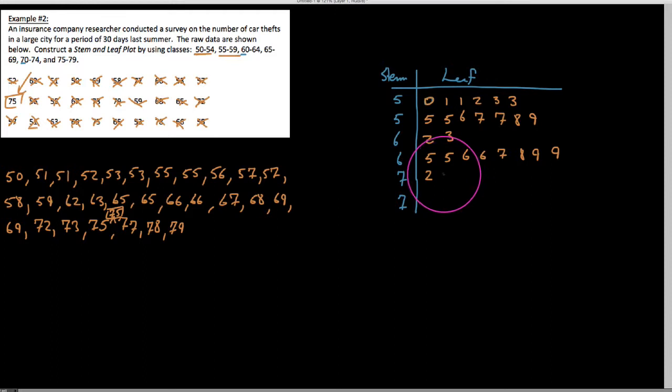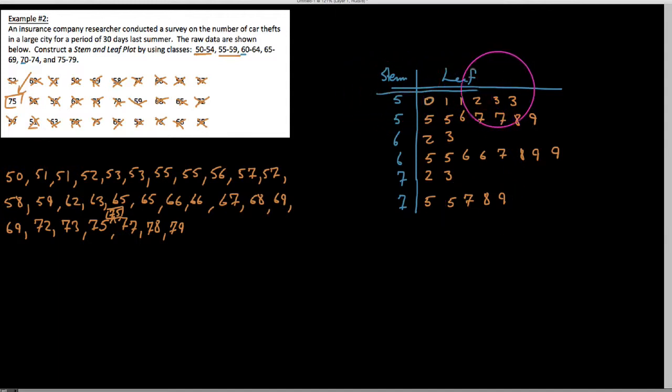So 72, 73. 75 will not live in this class. As a matter of fact, it'll live in the next class. We say 70, let's see here, we got a 72, 73, 75, 77, another 75. We missed the 75 here, or I missed the 75. Don't let me include you on that one. 77, 78, and 79.